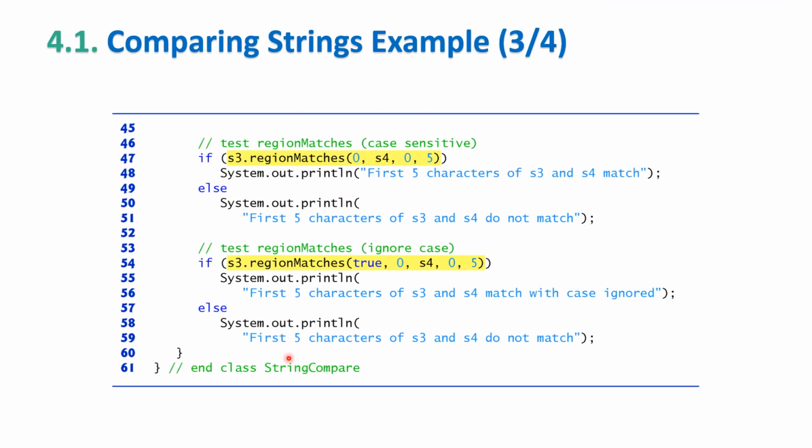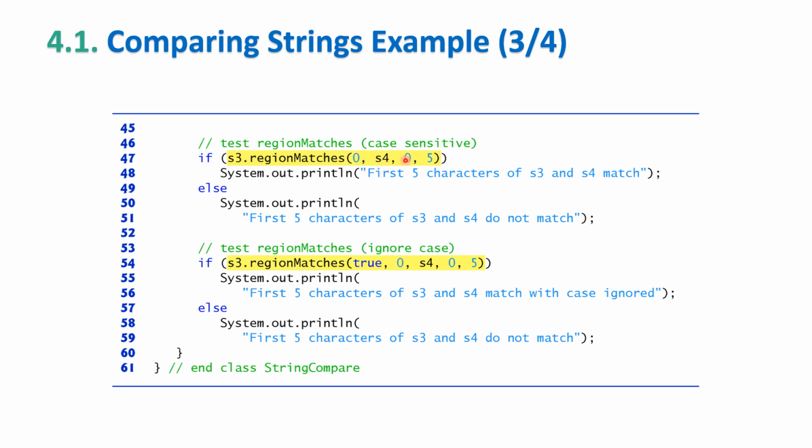In the last part of the StringCompare.java program, it calls the string method regionMatches to compare portions of string S3 and S4. The first call is on string object S3 with 4 arguments: 0, S4, 0, 5. The first argument 0 indicates that the portion of string S3 to be compared starts at index 0. The second argument S4 means that a portion of S4 will be compared to a portion of S3.